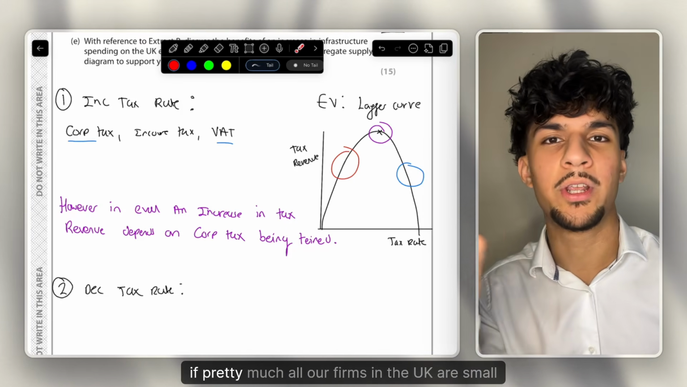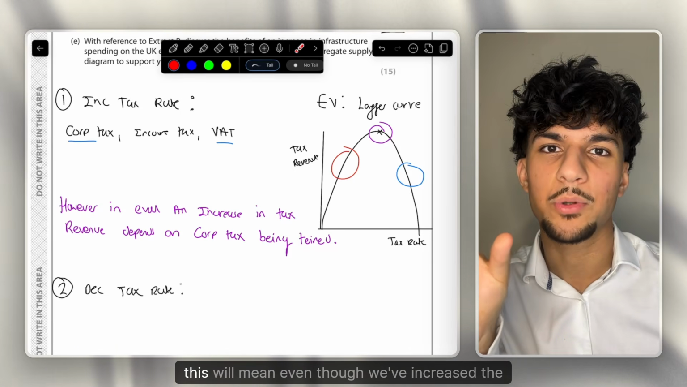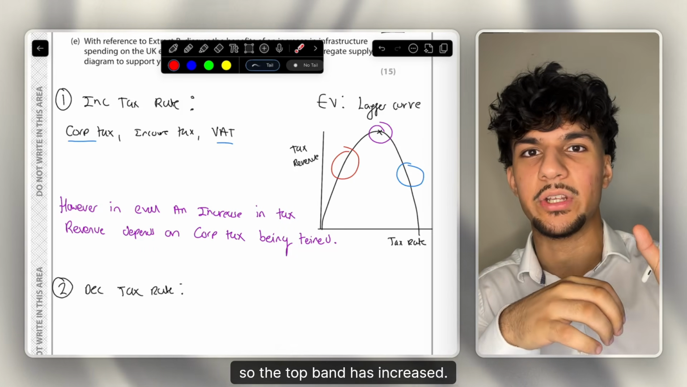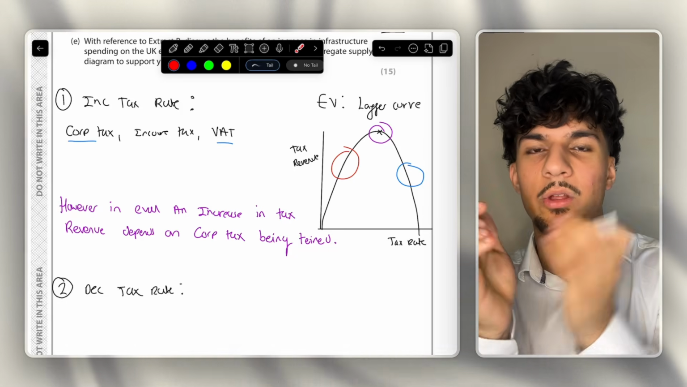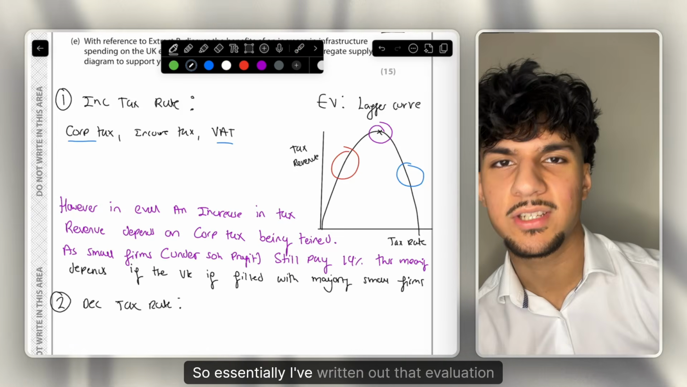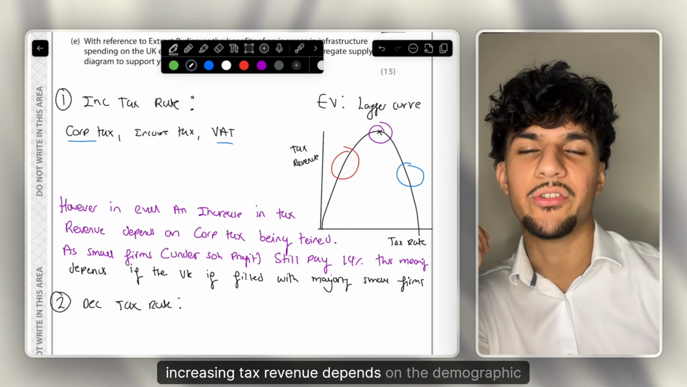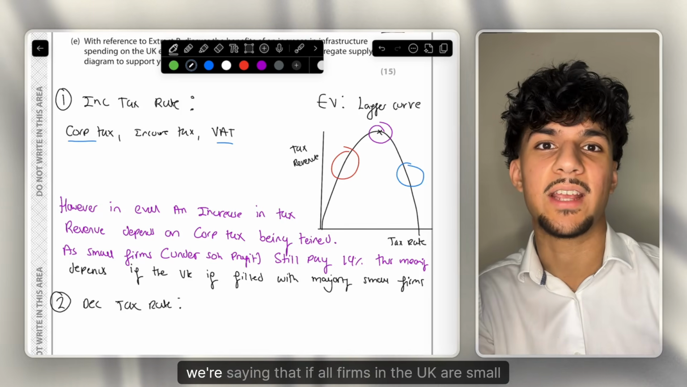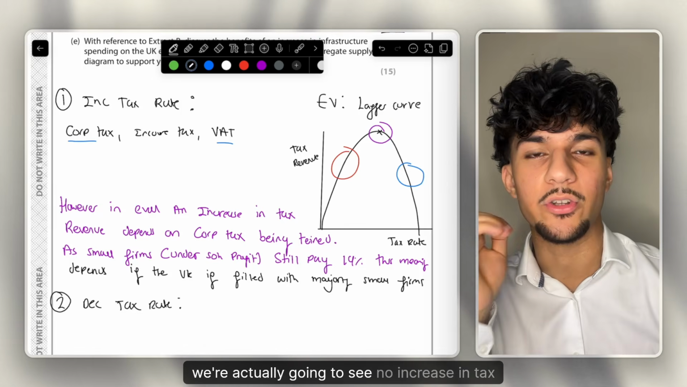For example, if pretty much all our firms in the UK are small firms making less than £50,000 worth of profit, this will mean that even though we've increased the top band of corporation tax, if most of the firms are small firms, they're receiving the same rate of corporation tax, thus meaning we're going to see no significant increase. So essentially, corporation tax actually increasing tax revenue depends on the demographic of UK firms. Just for the sake of this evaluation point, if all firms in the UK are small firms, even if we increase that top rate, we're going to see no increase in tax revenue.